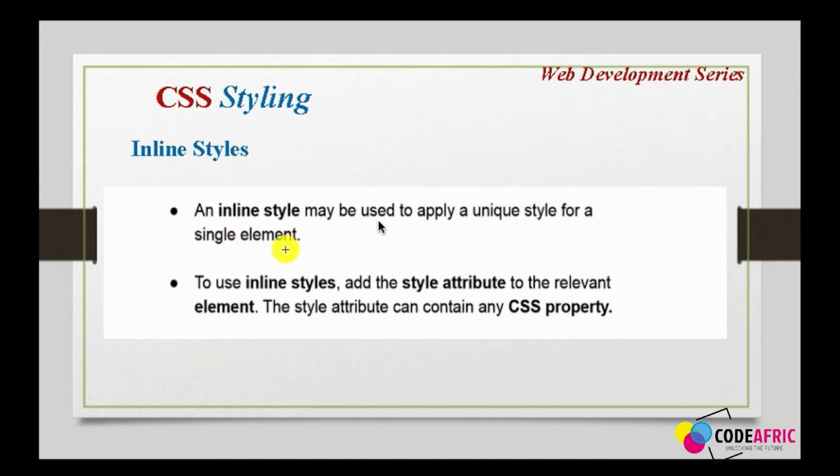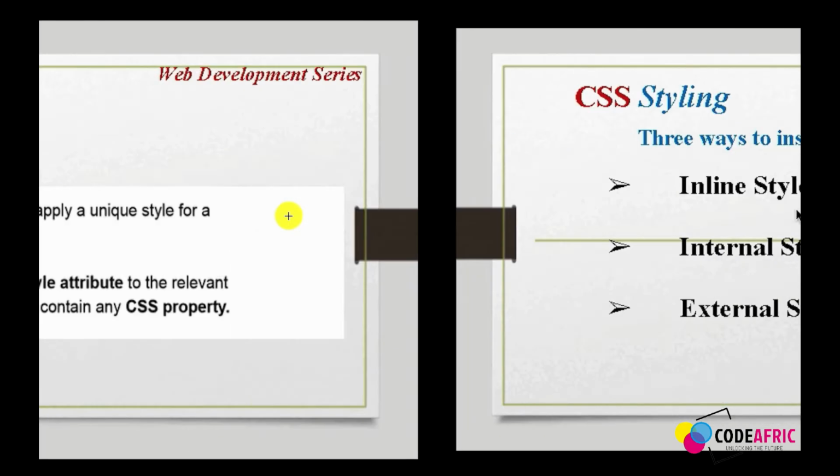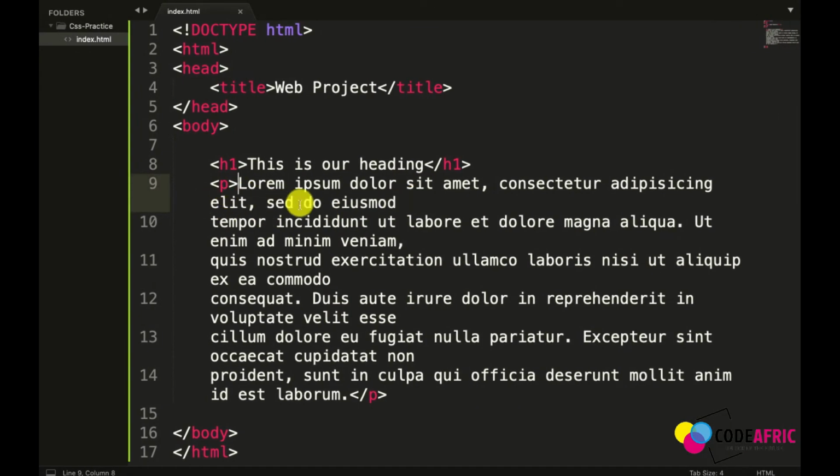Okay. So to deal with an inline, we need what? A style. To use an inline style, add a style attribute to a relevant element. The style attribute can contain any CSS property. Now let's get a style and see how we can apply it to our inline element. Coming back to our code, this is the h1 element that I want to apply the inline styles to.